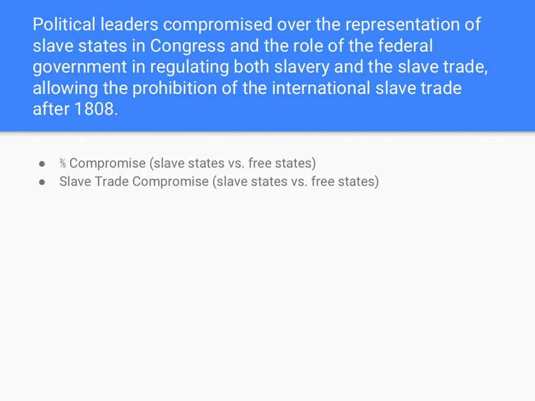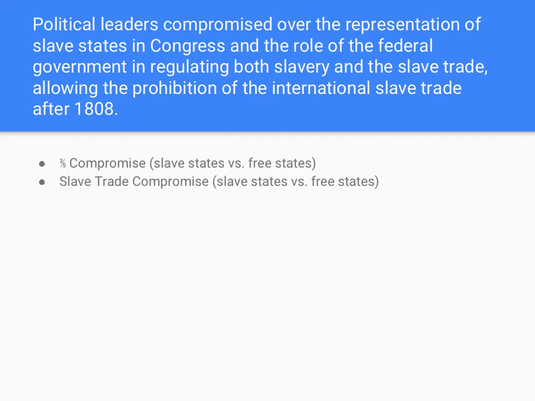The other compromise that we saw regarding slavery in the Constitution was the slave trade compromise. The slave trade compromise allowed the United States Congress to discuss the prohibition of the international slave trade after 1808. And when that year got there, when 1808 happened, the Congress did prohibit the international slave trade. So it was a sign that there were many people in our country in the 1780s who already wanted to stop importing slaves from Africa.